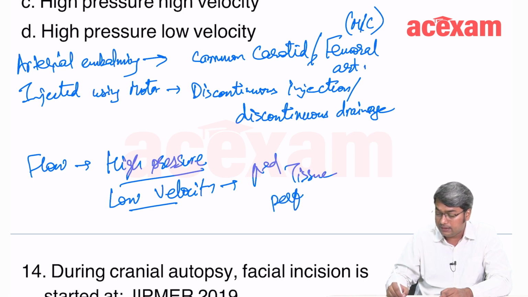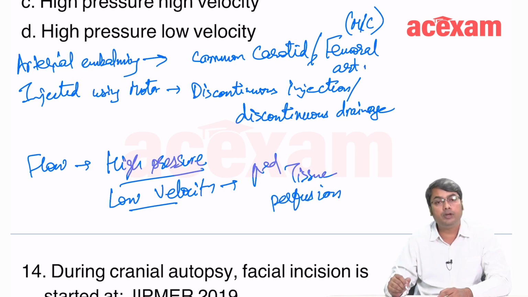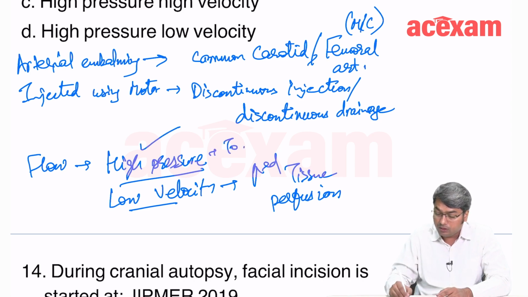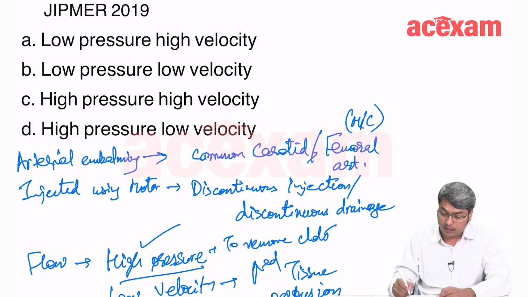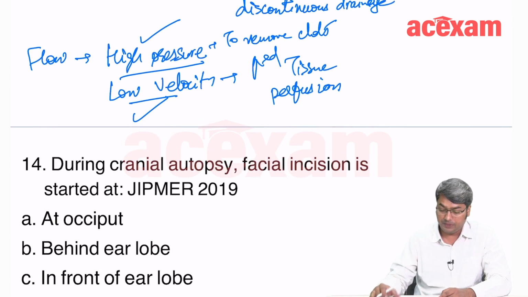So, embalming fluid is introduced into the body by the arterial embalming method using high pressure to remove the clots, and low velocity to increase the tissue perfusion. So, that is the answer, high pressure, low velocity, option D.